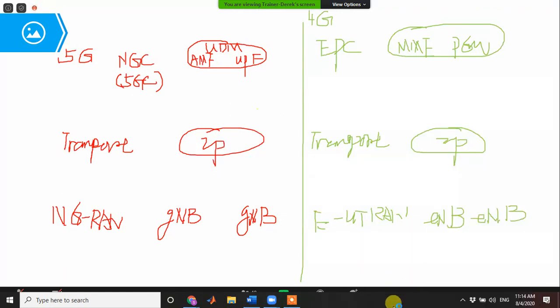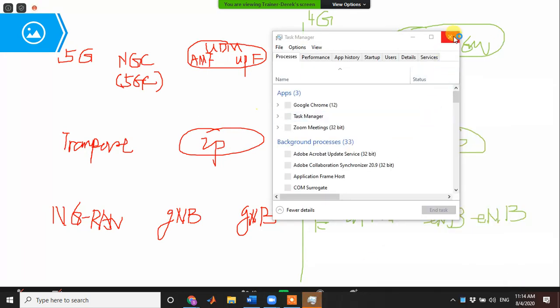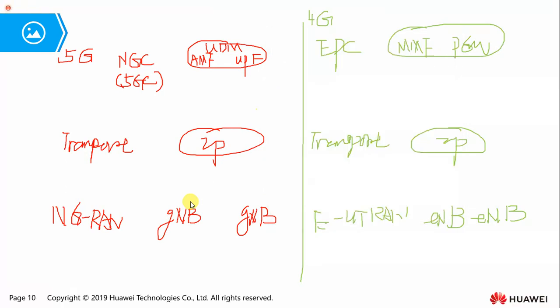Okay, this is our 5G and 4G network architecture. Actually, it's similar, and the difference is in the core network.